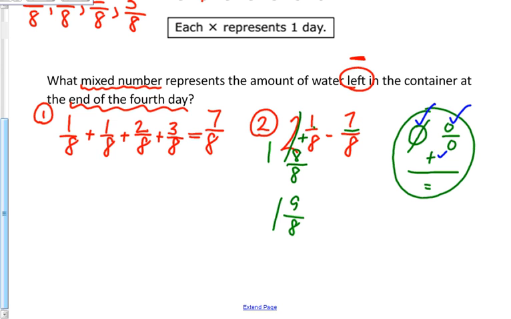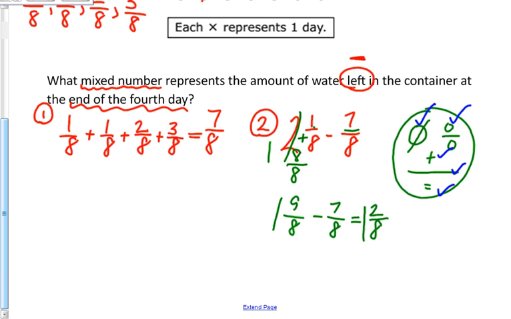I added. Now I can do my subtraction. Minus 7 eighths. I set it up. Let's do our subtraction. And we're going to do both of these at the same time, our subtract and our equals. Now I look at my fraction. 9 minus 7 is 2. Denominator stays the same. And 1 minus nothing, there's nothing there, is 1.